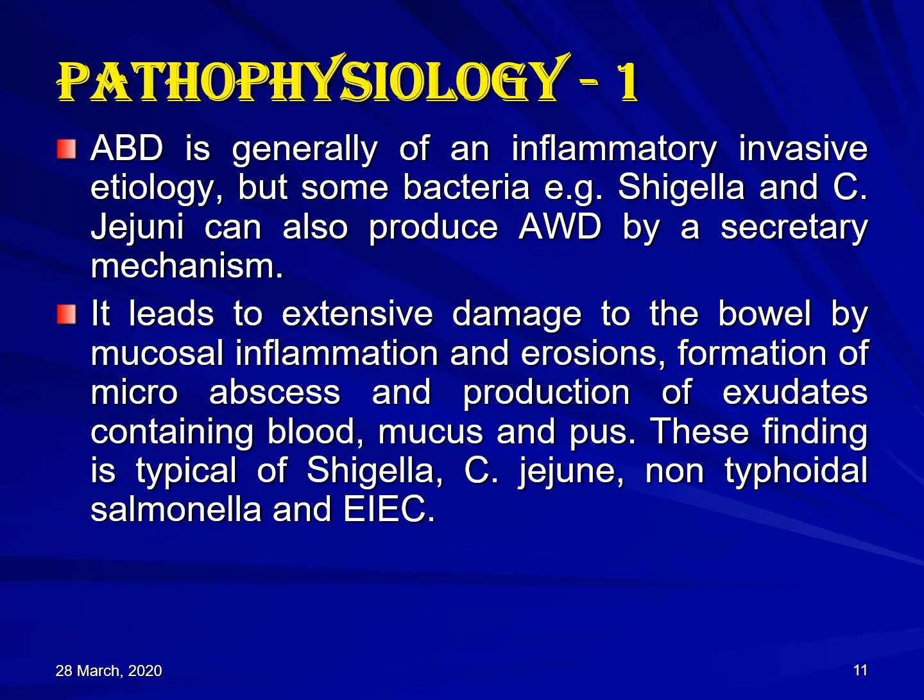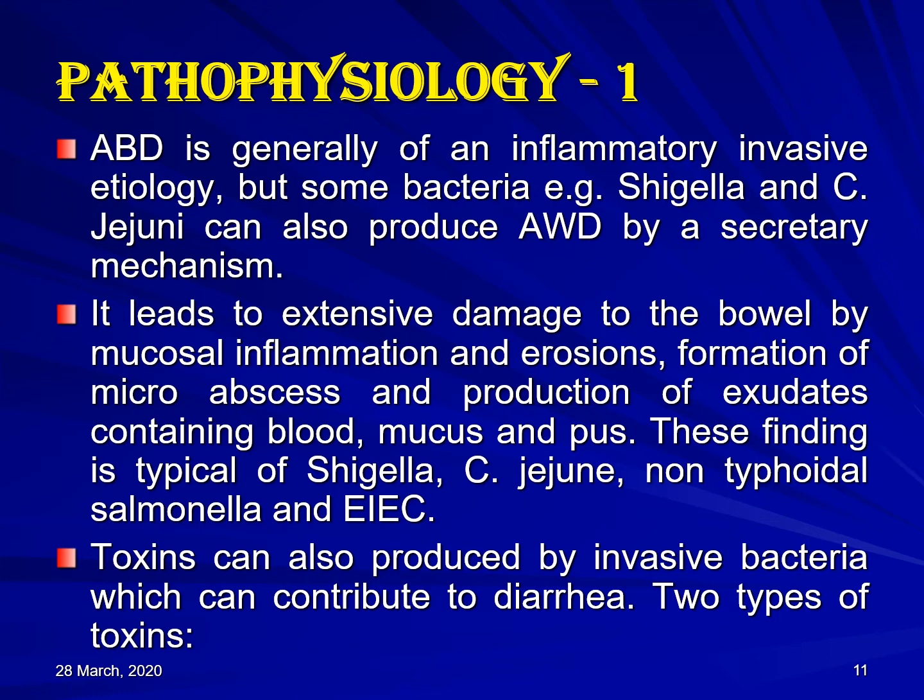It leads to extensive damage to the bowel by mucosal inflammation, erosion, formation of microabscesses, and the production of exudate containing blood and mucus. And that is why in the general stool we search for blood and mucus in patients with dysentery. These findings are typical of Shigella, Campylobacter, non-typhoidal Salmonella, and enteroinvasive E. coli.